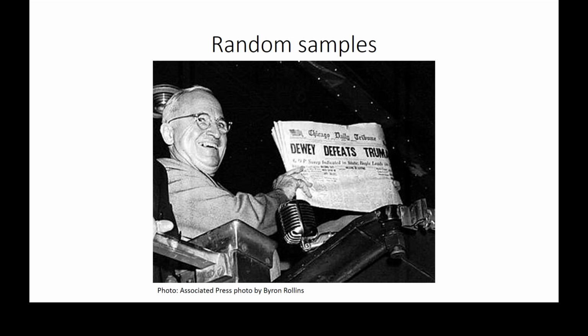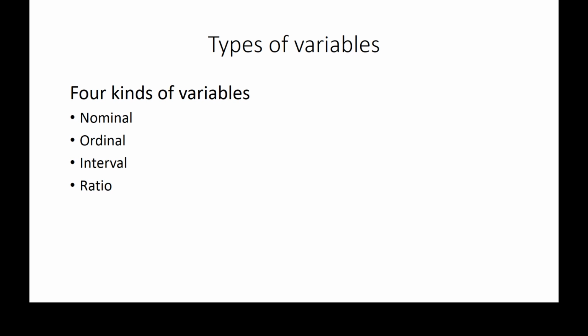Okay, so that's all I had to say about random sampling and the dangers of random sampling. Let's move on to different types of variables. There are four kinds of variables, or I prefer to use four kinds. There are many kinds of variables, but I would say that the main categories are nominal, ordinal, interval, and ratio.